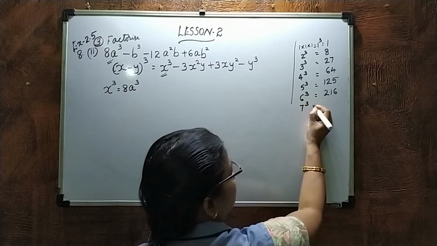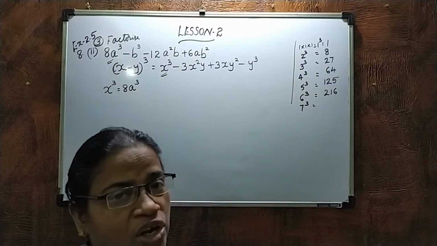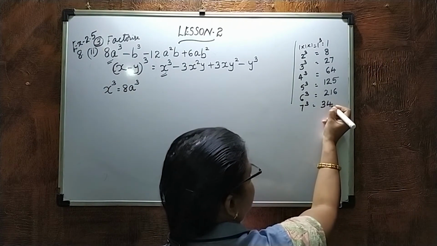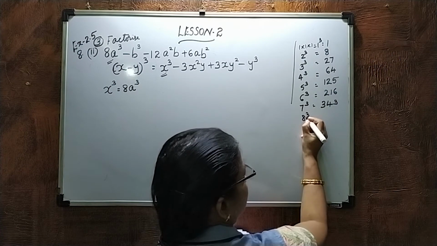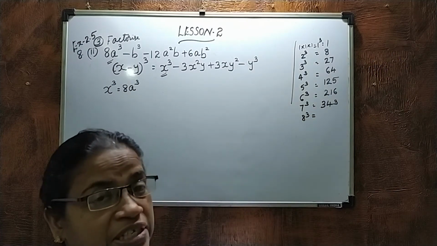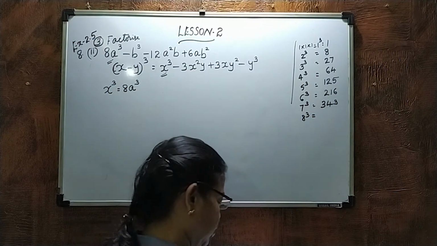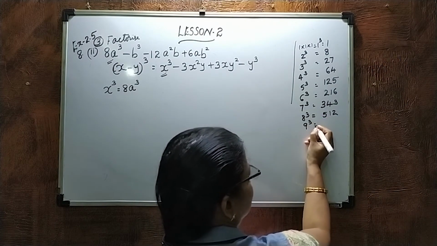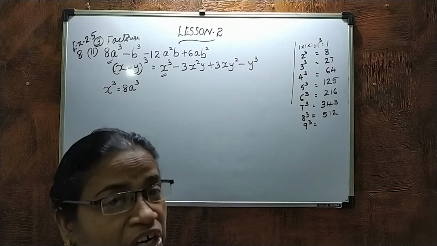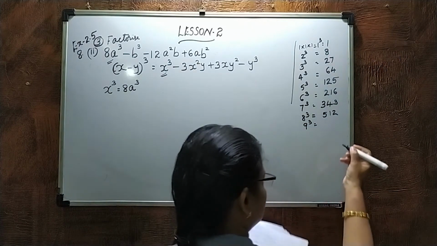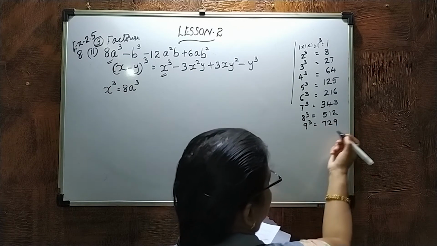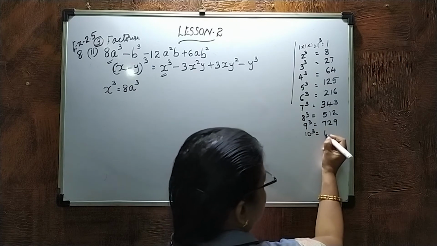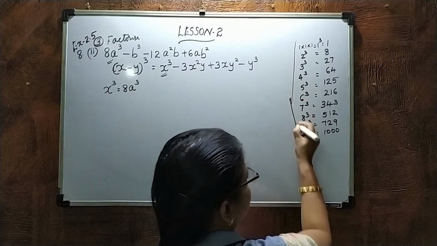What are 7 cube? 7 into 7 is 49. 49 into 7 is 343. Then 8 cube. 8 into 8, 64. 64 into 8, it is 512. Then 9 cube. 9 into 9, 81. 81 into 9, it is 729. And then what is 10 cube? That you all know. 10 into 10, 100. 100 into 10, 1000. So these are things you have to remember.